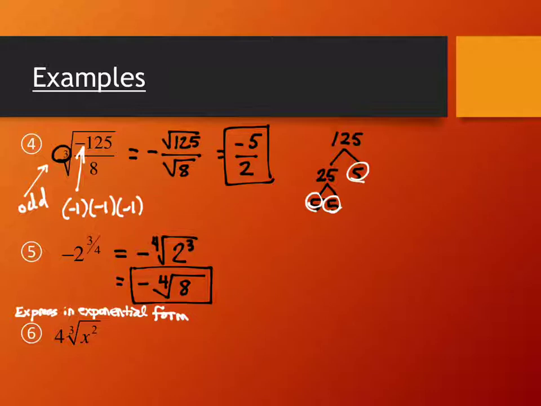So what's going to happen with the 4? It's just going to be on the outside, kind of like those negatives, right? Really not a lot's going to happen with it. How would I rewrite the cube root of x squared in exponential form? X to the 2 over 3. So again, remember the index is the denominator of the fraction, and the power on the variable is the numerator of the fraction. So our final answer is 4x to the 2/3.